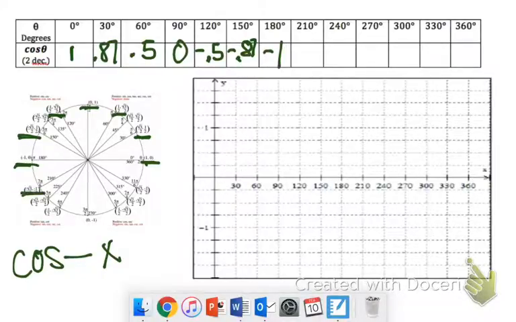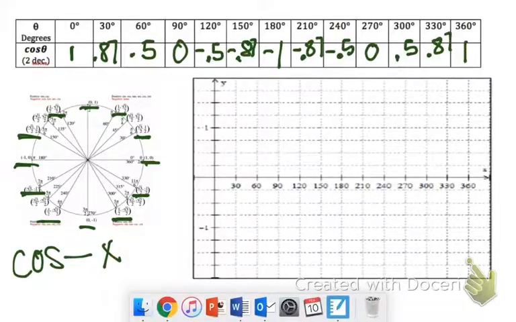At 210, it's negative square root of 3 over 2 again, so that's negative 0.87. At 240, it's negative 1/2 again, so that's negative 0.5. At 270, it is 0. At 300, it is 1/2, which will be 0.5. And 330 is the square root of 3 over 2, which is 0.87. And we get back to 360, and that is back to 1.